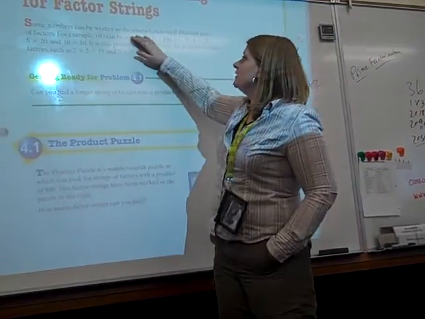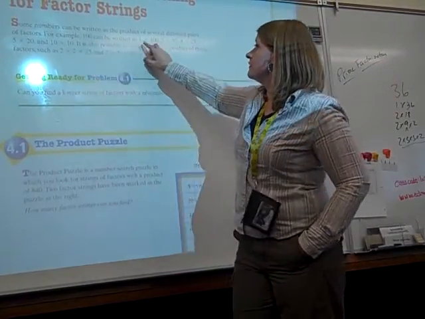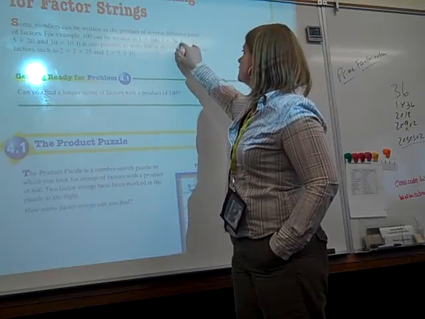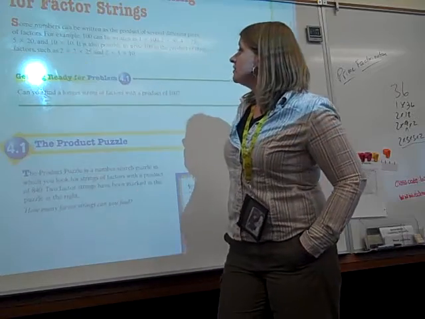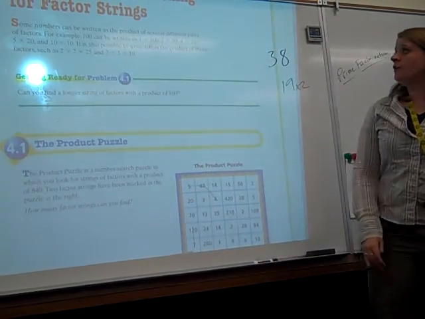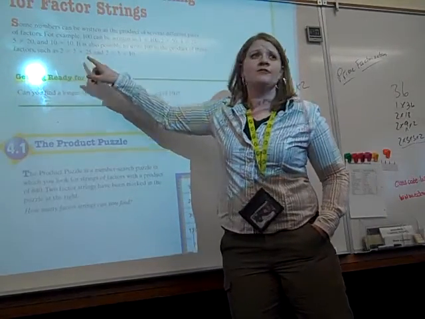Some numbers can be written as the product of several different pairs of factors. For example, 100 can be written as 1 times 100, 2 times 50, 4 times 25, 5 times 20, 10 times 10. It is also possible to write 100 as the product of three factors, such as 2 times 2 times 25.